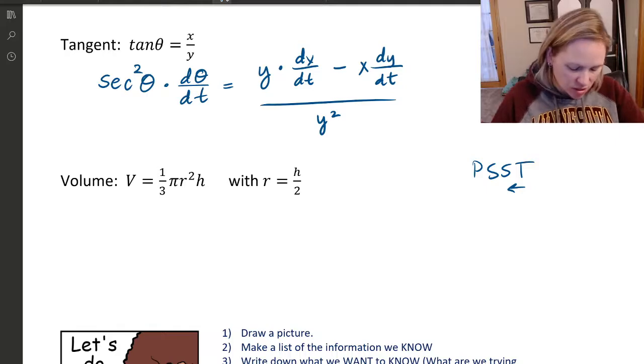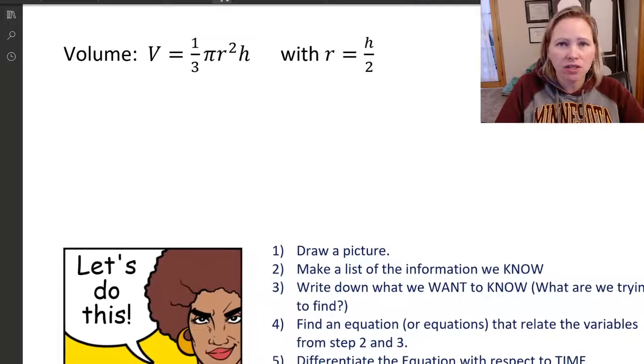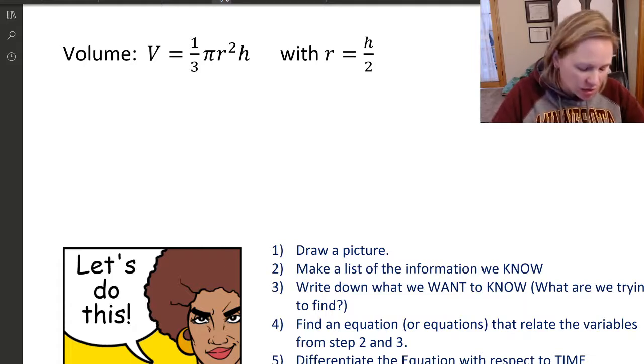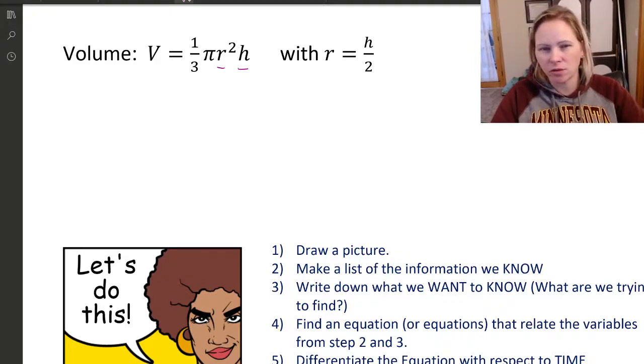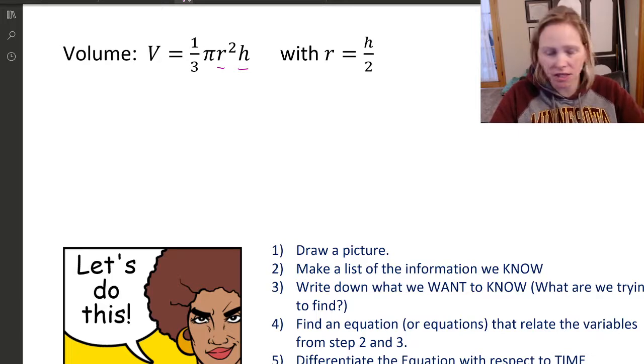Let's do this last one here. This one says find the volume, differentiate this one with respect to time, but we're going to give you a little extra piece of information. We're going to tell you that r is equal to h over 2. Now, you're going to find that having so many variables is not preferable. We don't like to do the product rule. We don't like to make it difficult on ourselves.